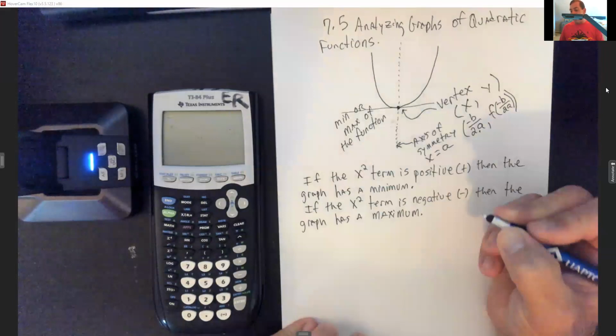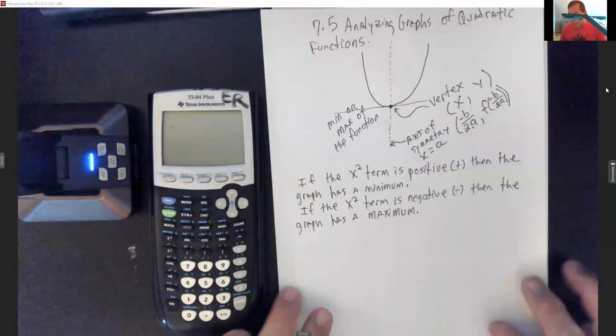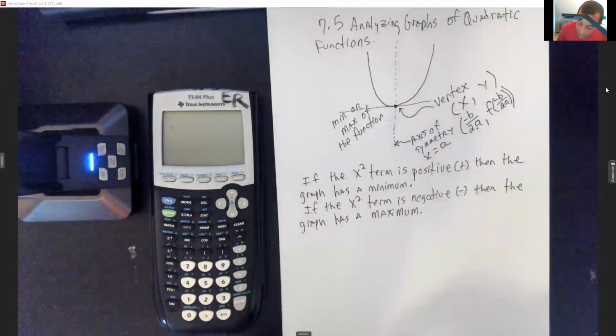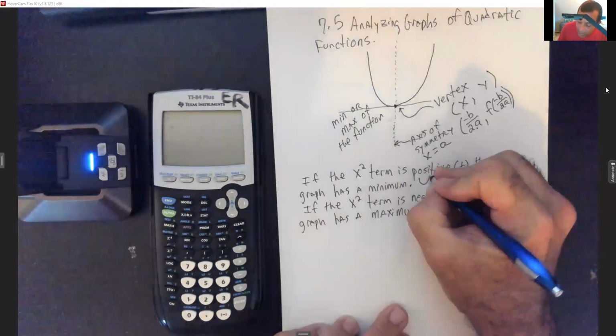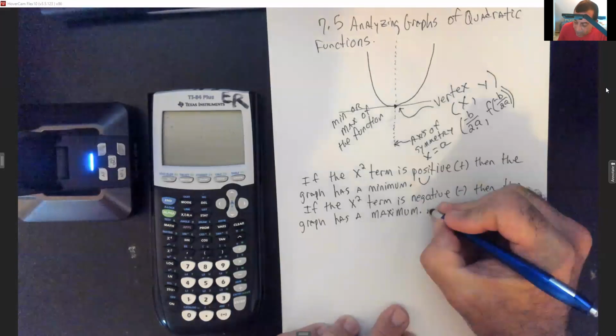Okay, because when I put a negative in front of an x squared, it's going to flip it over. So when it's positive, you'll have a regular parabola. When that's negative, it's going to flip it over.